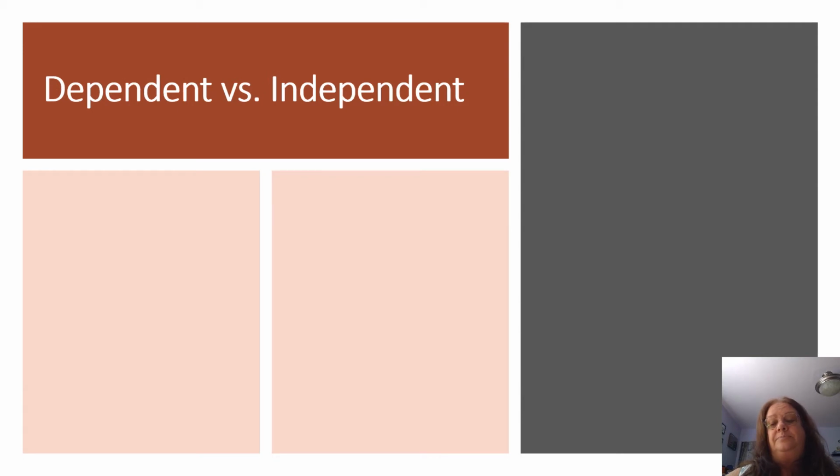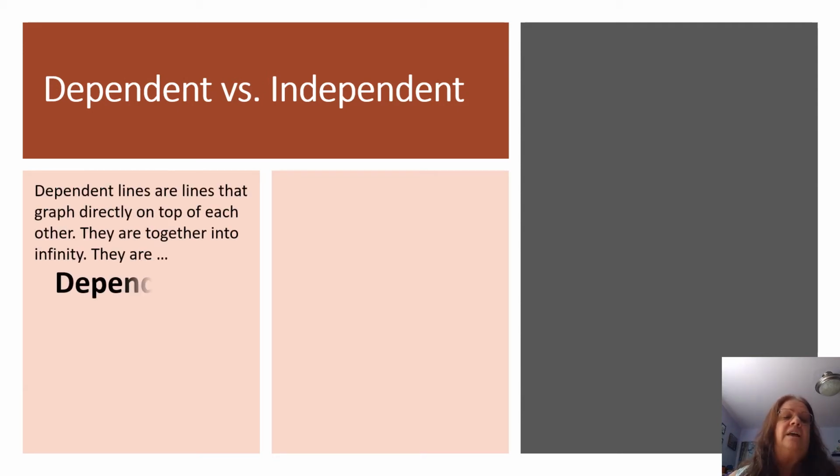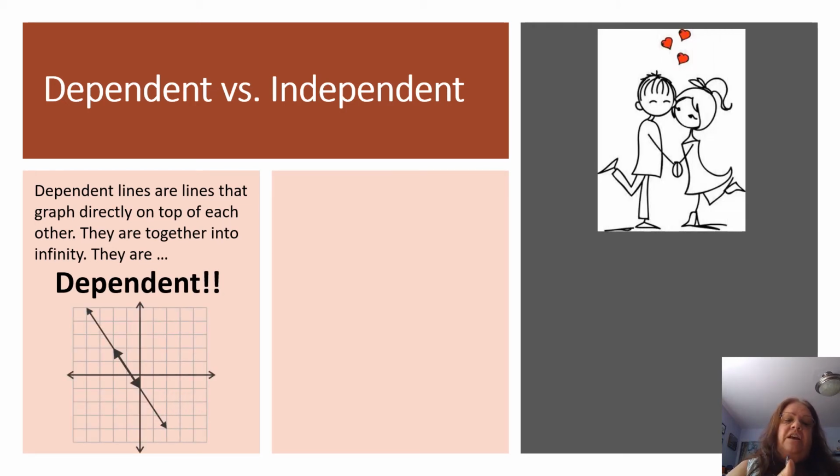All right, now, dependent, like our couple, dependent lines are lines that are graphed directly on top of each other. They're together into infinity. They are always together. They are dependent. So you can see here is a picture. Dependent. Notice, a picture of a dependent system. The two lines are graphed right on top of each other. They're smack dab on top. Boom, boom. Okay, there are the dependent couple.